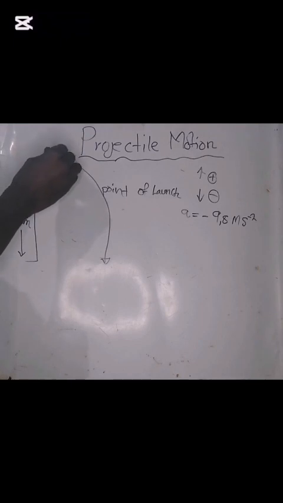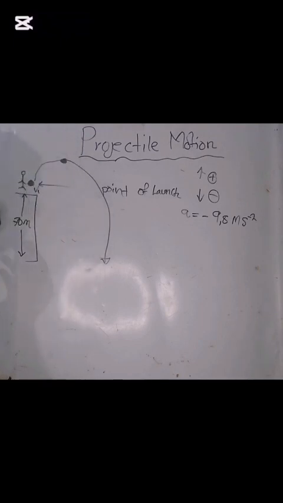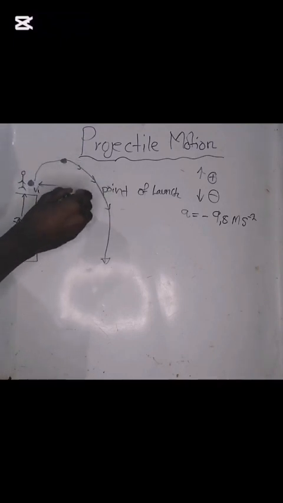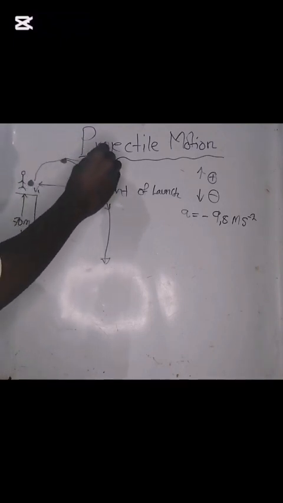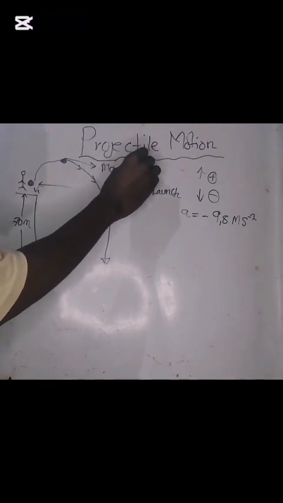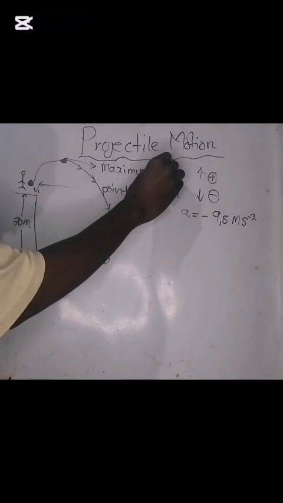As the ball is being launched upward, it will reach a certain height where it will change direction and start to move downward. This certain height is called the maximum height.